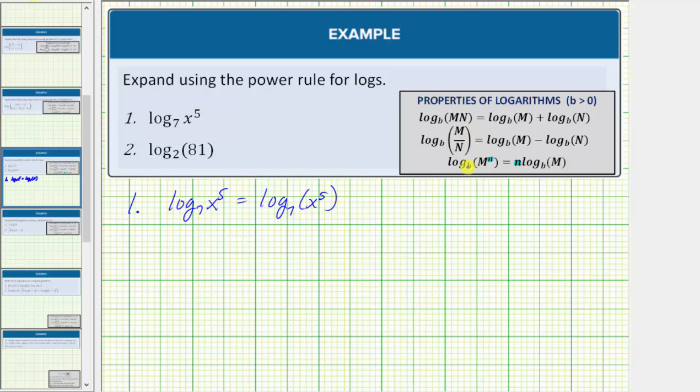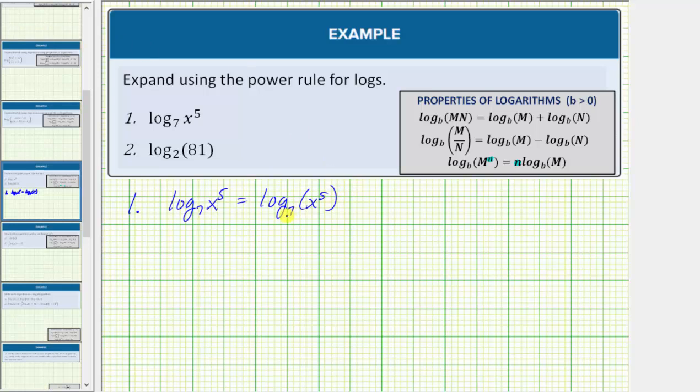So referring back to the property, notice how the exponent n in this logarithm is equal to 5, which means log base 7 of x to the 5th is equal to 5 times log base 7 of x. And now the logarithm is expanded using the power property of logarithms.